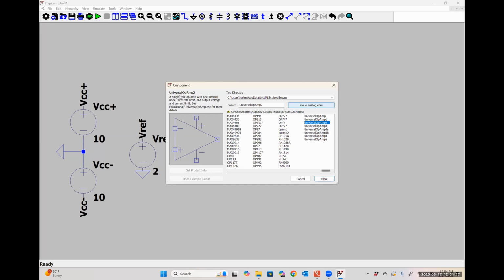because universal op amp 2 gives me a slew rate limit, which we're not going to talk about much in this class. Slew rate is effectively just the amplifier's ability to process quickly changing signals without distortion. But it also gives me an output voltage limit, which means it's going to take into account saturation distortion effects. The higher level versions of the universal op amp also take into account higher level effects that we're not going to really bother with in this class. So universal op amp 2 is going to be kind of our sweet spot for a generic op amp.